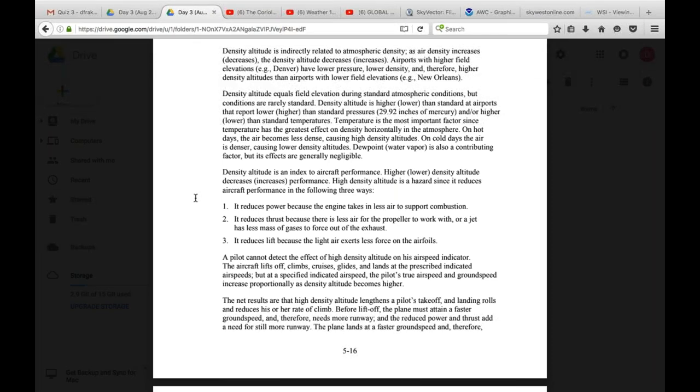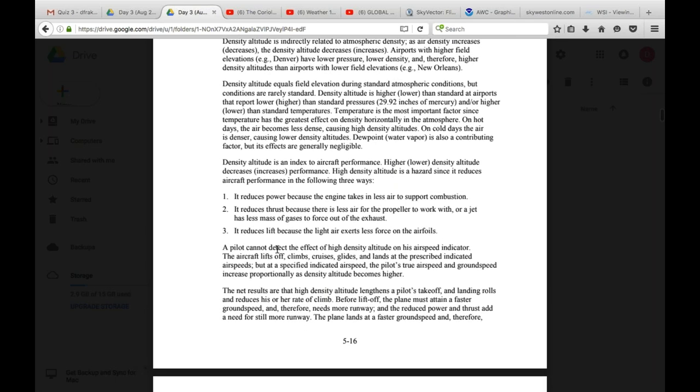It reduces power because the engine takes in less air to support combustion. It reduces thrust because there's less air for the propeller or the fan to work with, or a jet has less mass of gases to force out of the exhaust. It reduces lift because the light air exerts less force on the airfoils. So there's going to be less air going around our wings. We're going to have less lift. You should definitely understand those three things.